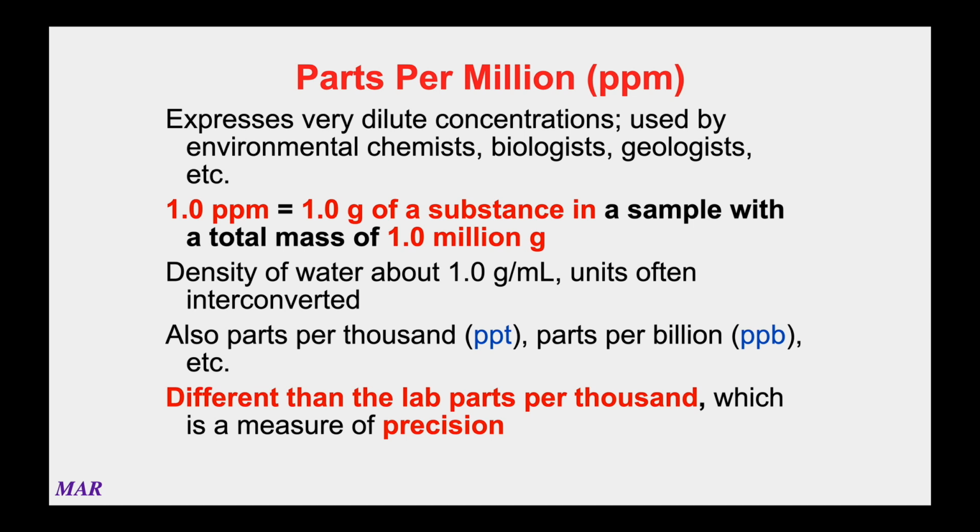This parts per thousand is different than the parts per thousand we use in lab. In lab, we use parts per thousand as a measure of precision, how close your measurements are, and the smaller the parts per thousand means that your measurements are greater. This parts per thousand is more like a molarity, or a molality for that matter. It represents how much of a type of a solute is in the whole solution or solvent.